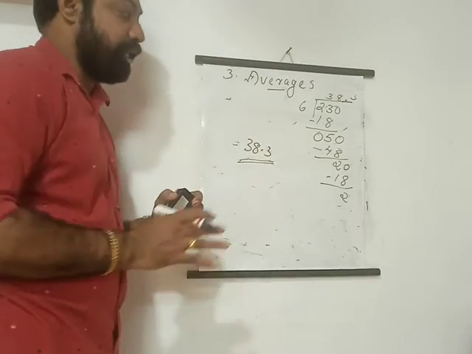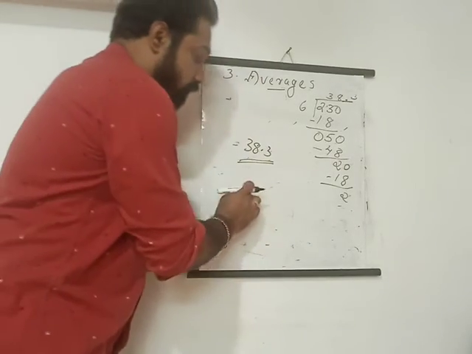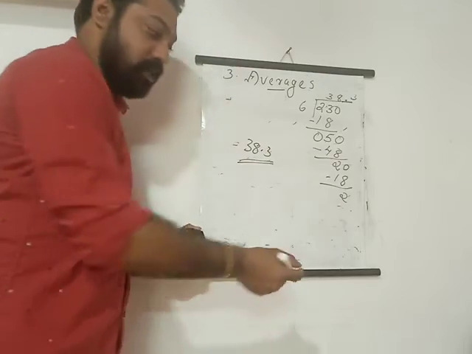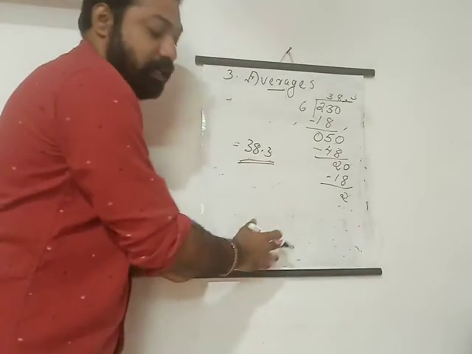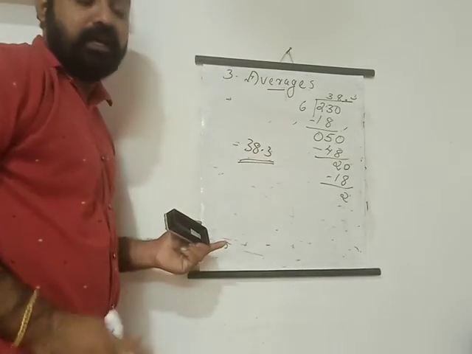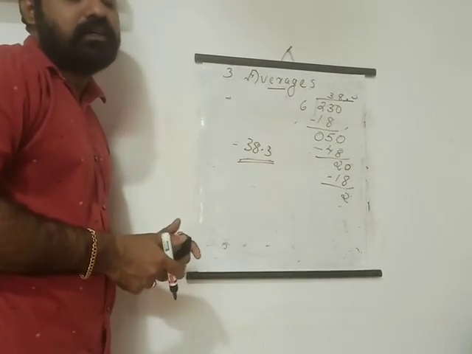To find the average, you have to add the given numbers and divide by the count, that means how many numbers are there, that you have to divide by. Then you will get the average of the numbers.